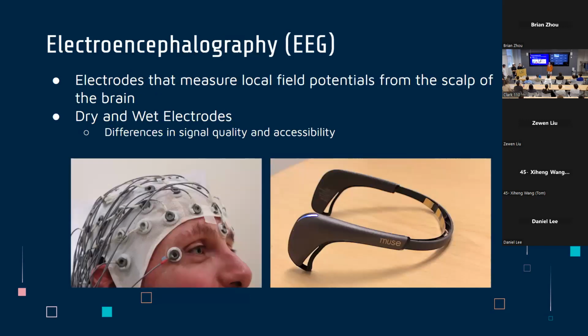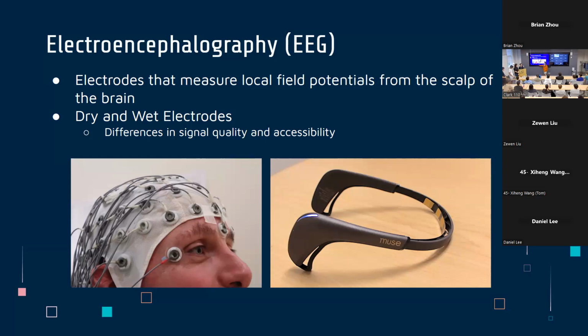The next one is a non-invasive measure, so no surgery is required to detect these signals. In addition to electrocorticography, electroencephalography, EEG, records local field potentials. That's what Brian was talking about. They don't record on the neuron level, they record the activity of a group of neurons. There are two different types of EEG: dry and wet electrodes. The main difference comes down to the signal quality and how much preparation is needed to put the EEG headset on. It can range from this, which has a lot of electrodes on, to something as simple as a headband.